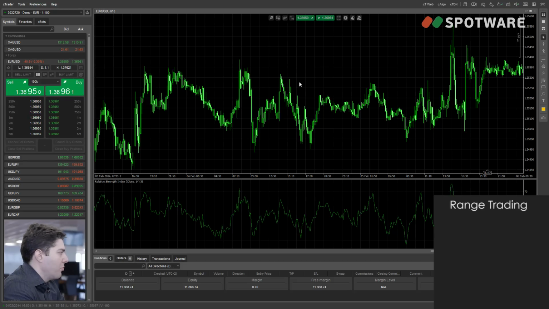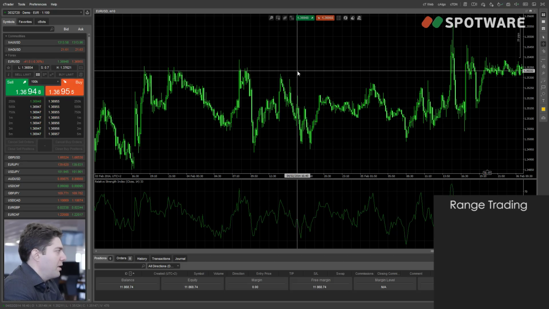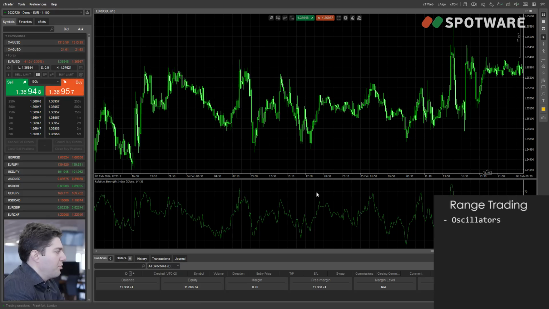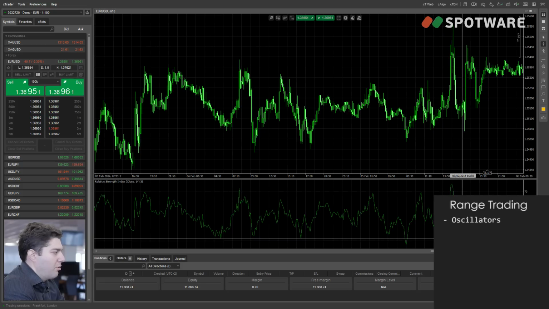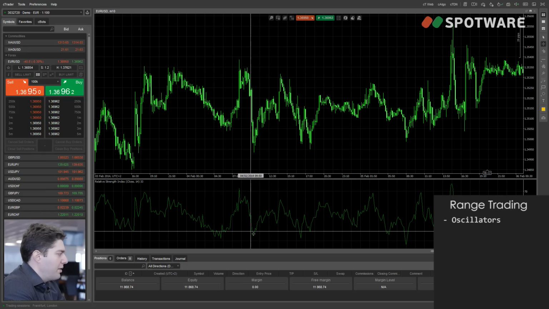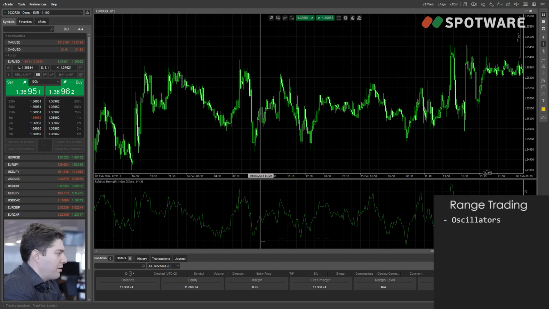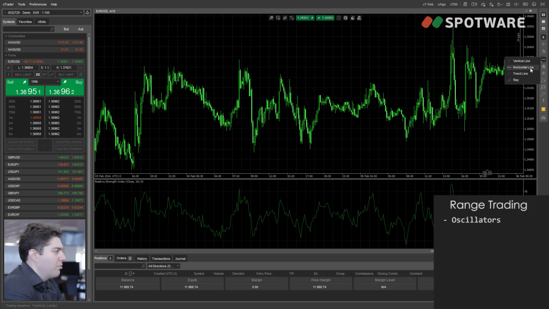The first, more popular method of trading a range market is by using an oscillator. An oscillator is an indicator that oscillates from a specific value in the middle, and it shows overbought and oversold areas. Here we have the relative strength index, which is considered to be overbought at 70 and oversold at 30. So what we're doing here is finding places where the price is in the oversold or overbought areas and going long or short. We're actually buying low and selling high.